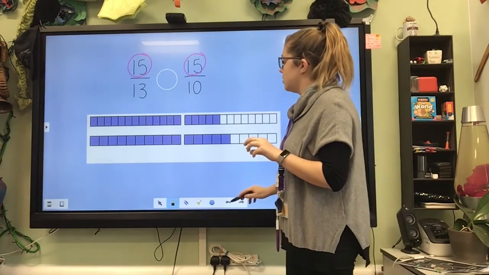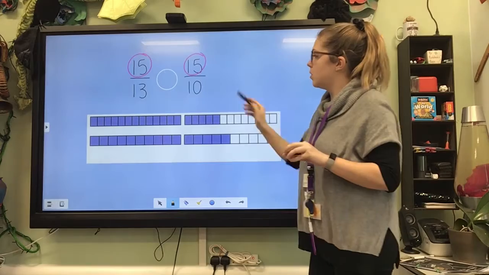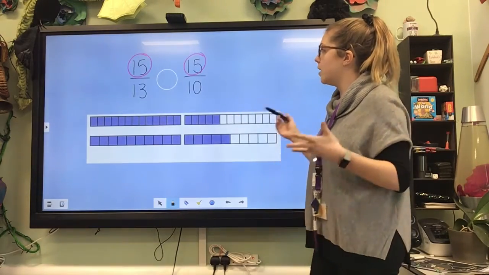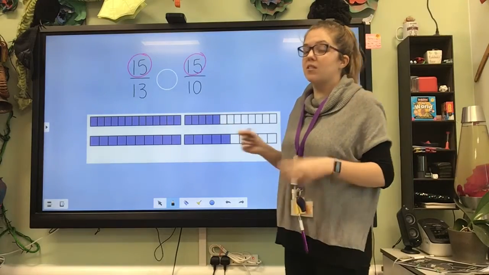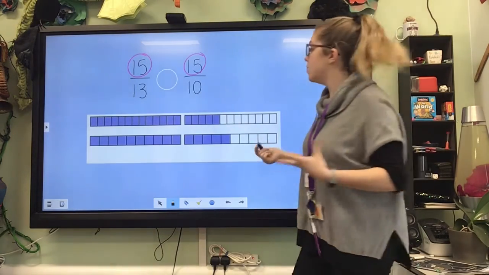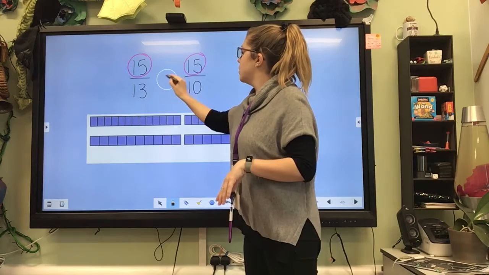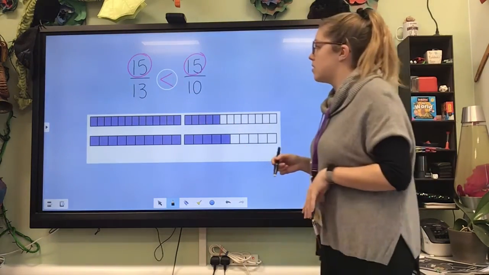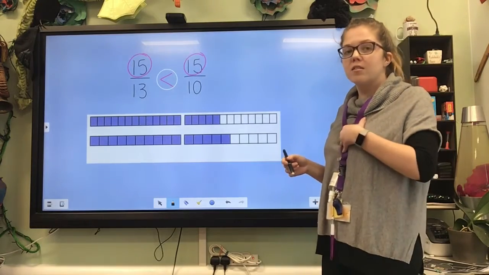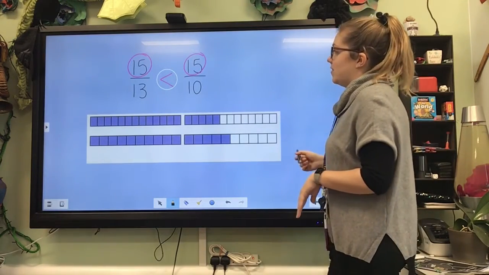So that tells us numerators are the same. We're looking at our denominators. So the bigger fraction here is the tenths. It's the smaller denominator, but it is the bigger fraction. You get a bigger piece, a bigger part. So 15/10 is greater than 13/13. Can't speak. Okay.